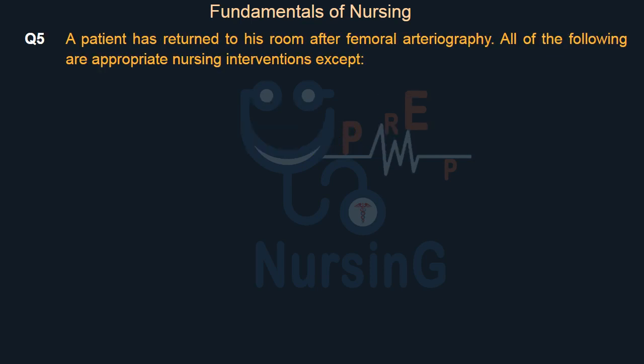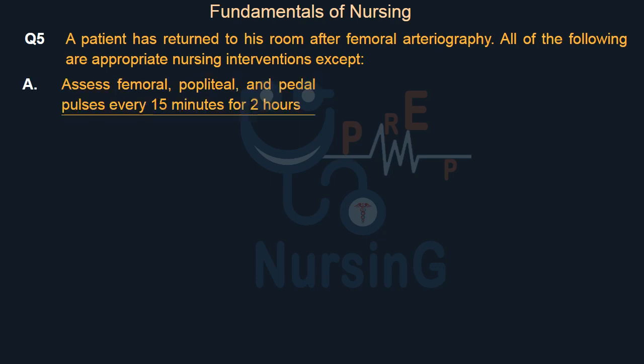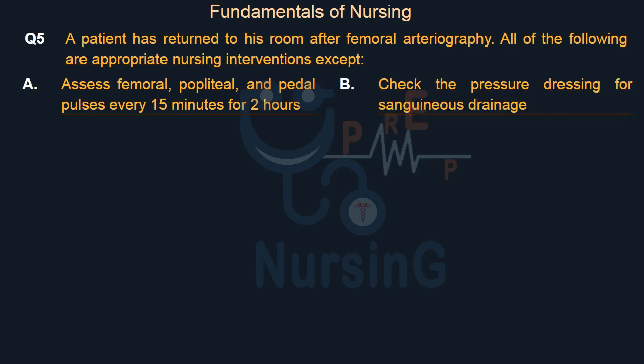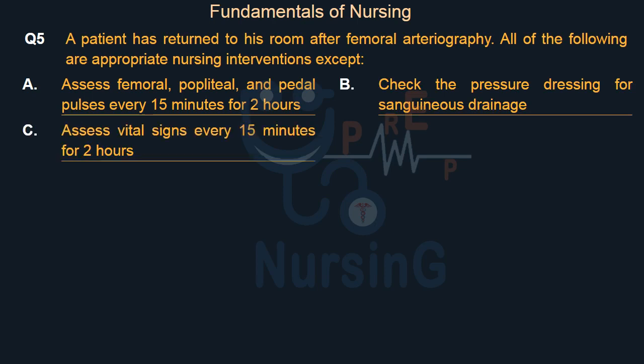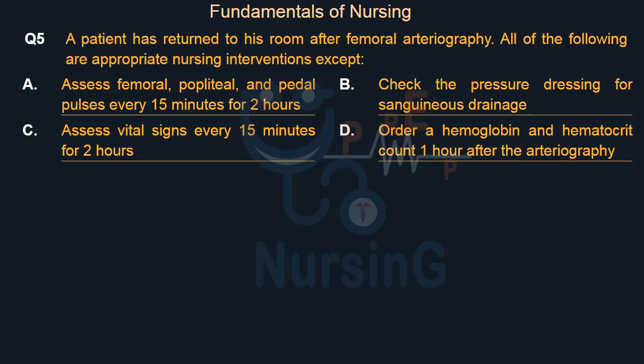A patient has returned to his room after femoral arteriography. All of the following are appropriate nursing interventions except: Option A. Assess femoral, popliteal, and pedal pulses every 15 minutes for 2 hours. Option B. Check the pressure dressing for sanguineous drainage. Option C. Assess vital signs every 15 minutes for 2 hours. Option D. Order a hemoglobin and hematocrit count 1 hour after the arteriography.